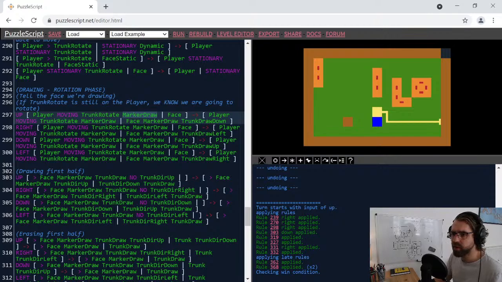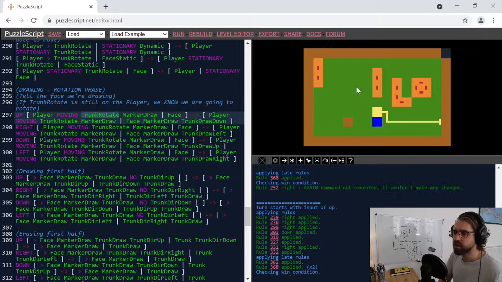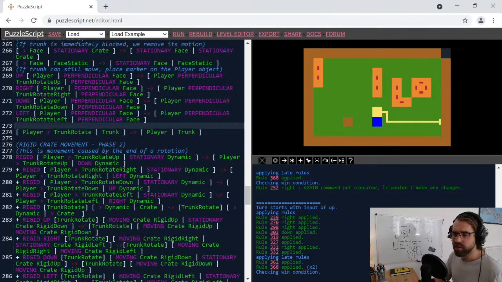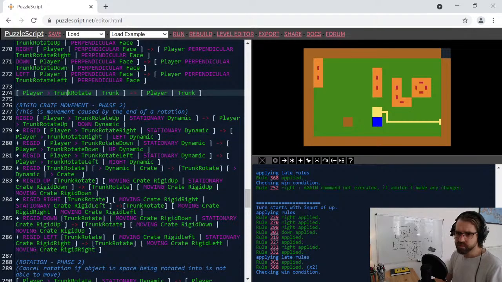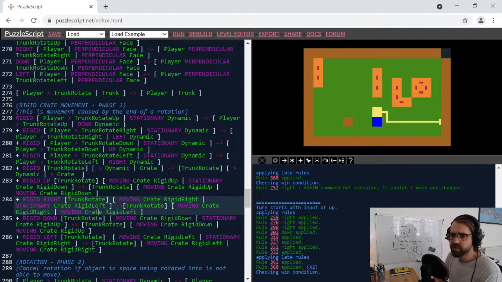Rotate is still on the player. We know we are going to rotate. Okay, so I just don't want to get to this stage with trunk rotate still on the player. I would like to just cancel the movement already. Okay, where did I start doing this? I start doing it here. Rigid movements. Of that thing.